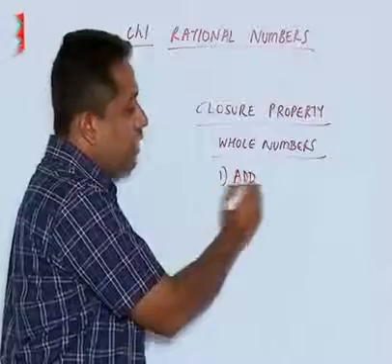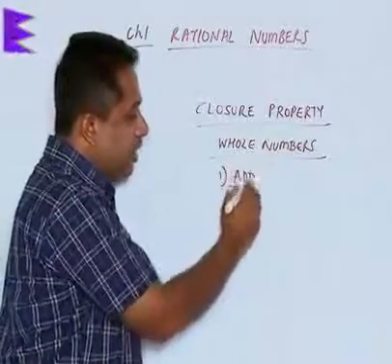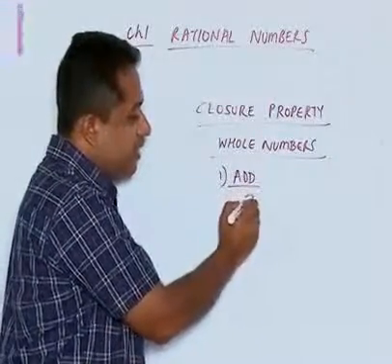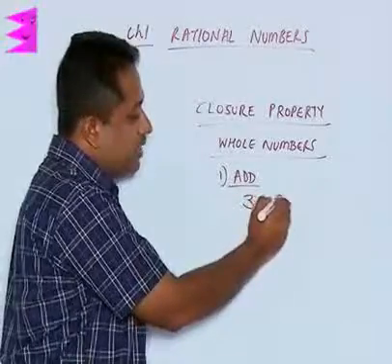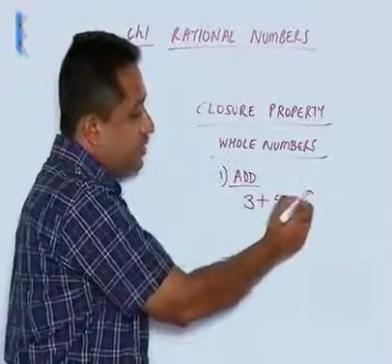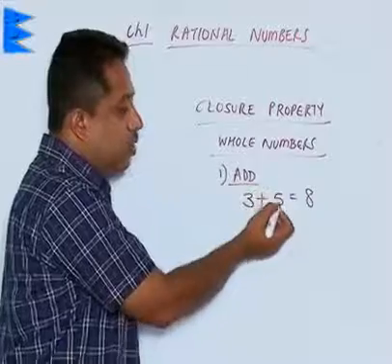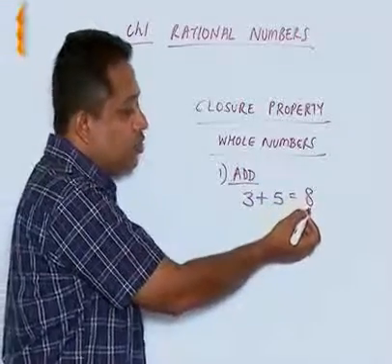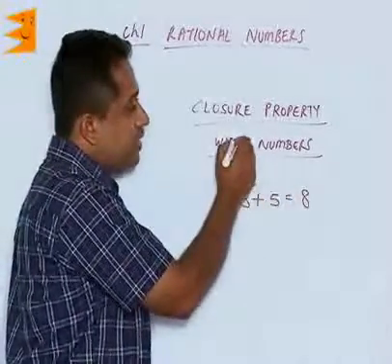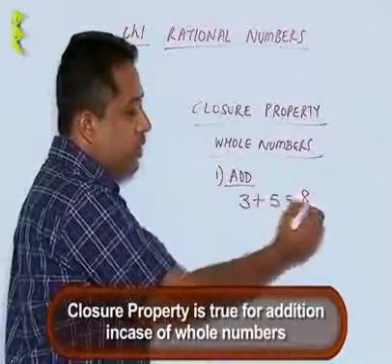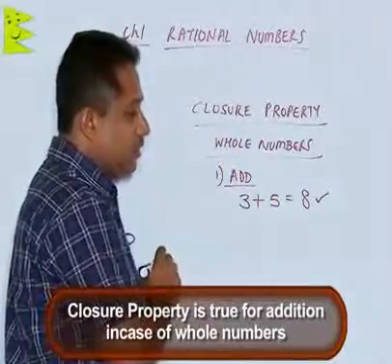When we look at addition, we take two whole numbers. Let's say we are taking 3 and another whole number, let's say 5. The result is 8. When we add two whole numbers, we find that the result is also a whole number. So we can say the closure property is true in the case of addition for whole numbers.